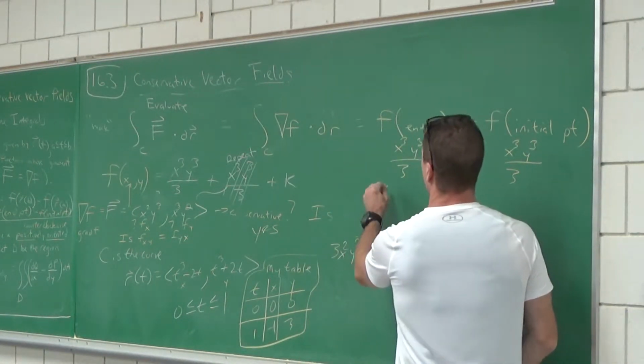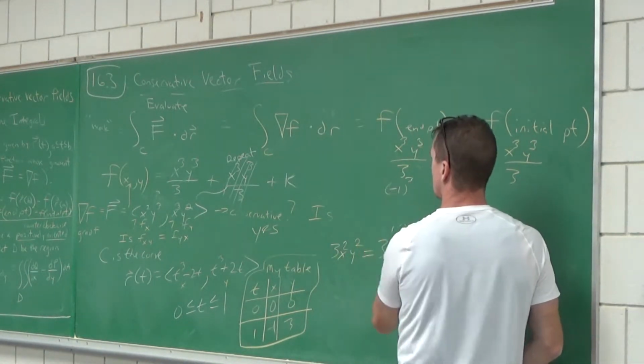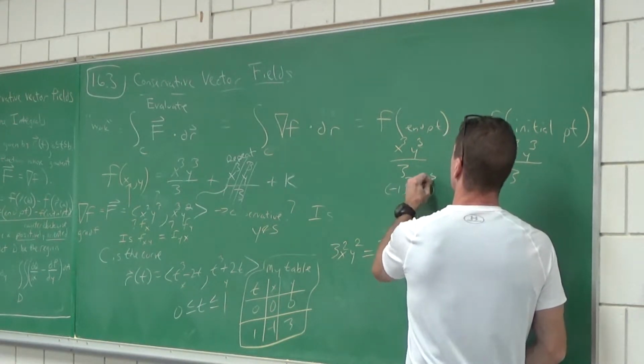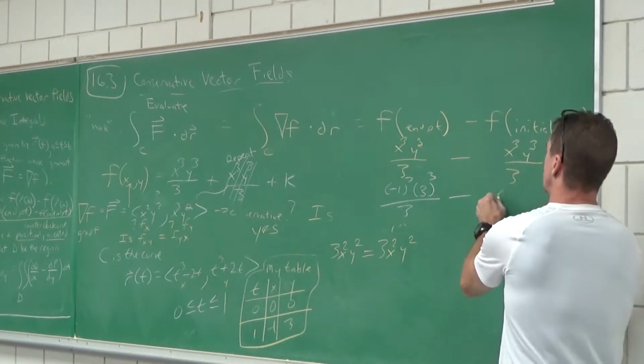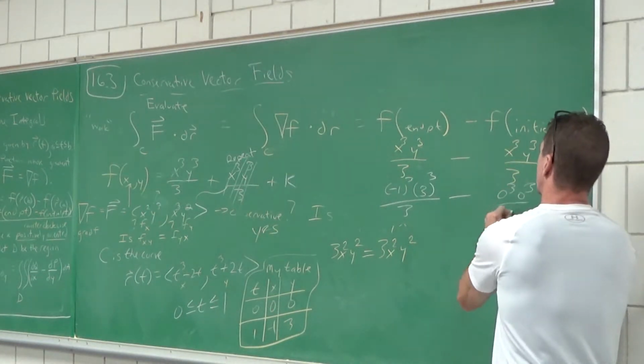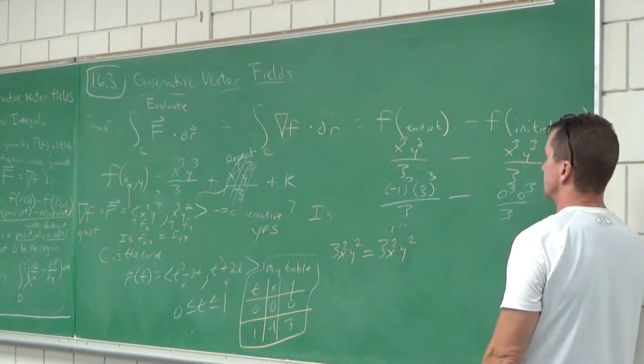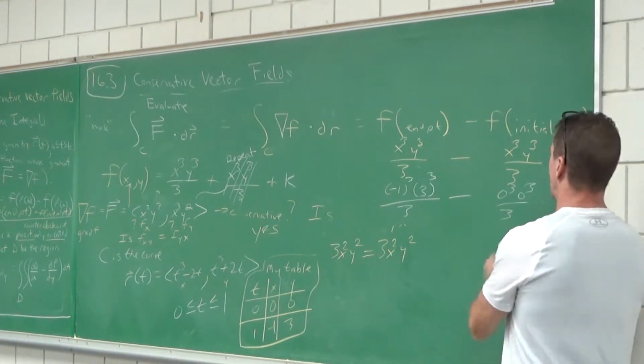All right, here we go. What's negative 1 cubed times 3 cubed over 3? And I need you to subtract. Oh, this is easy. What's 0 cubed over 3? What's the final answer? Negative 9.